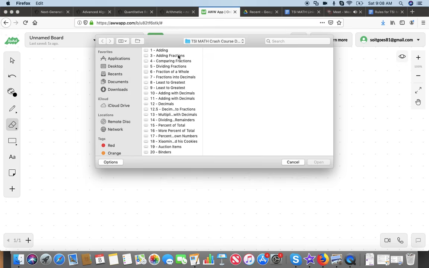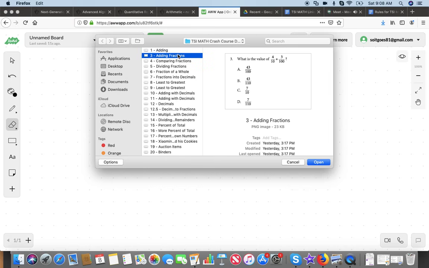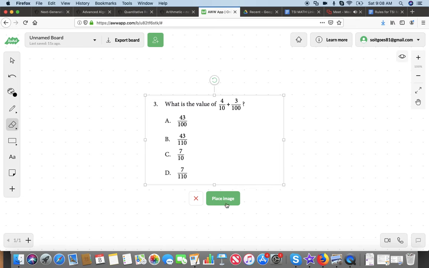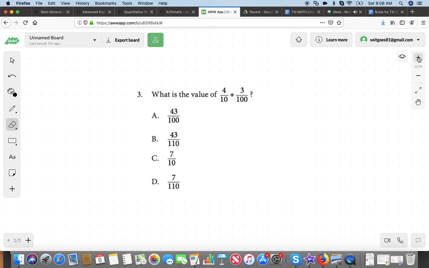Okay, it's going to get a little more complicated here. Go ahead and read question number 3 for me, please, Jackson. What is the value of 4/10 plus 3/100? Yeah, good. Okay, good. So before we do the operation here, first of all, are you familiar with adding fractions? Yes. Right, you've got to find a common denominator when you're adding fractions.